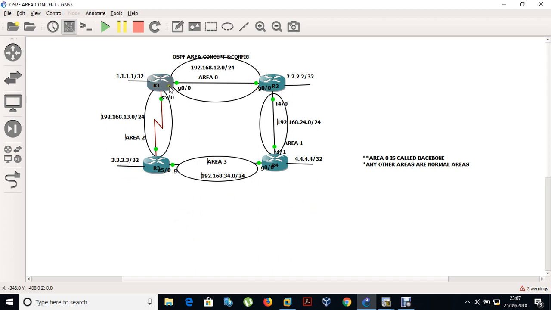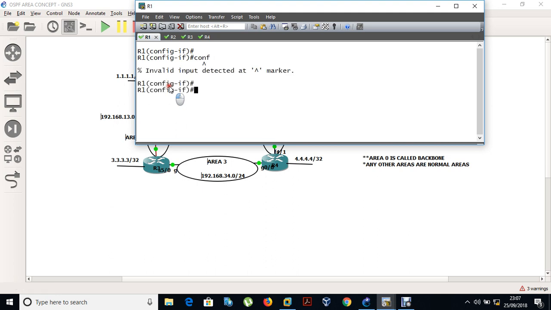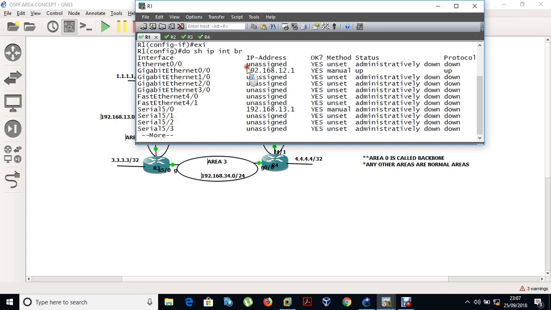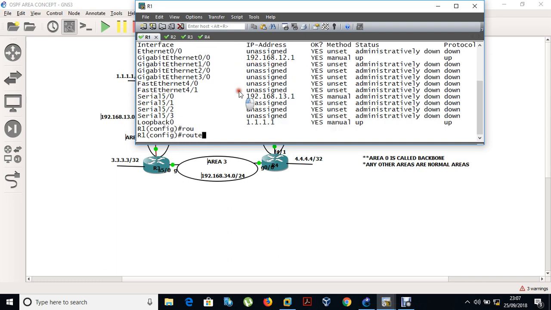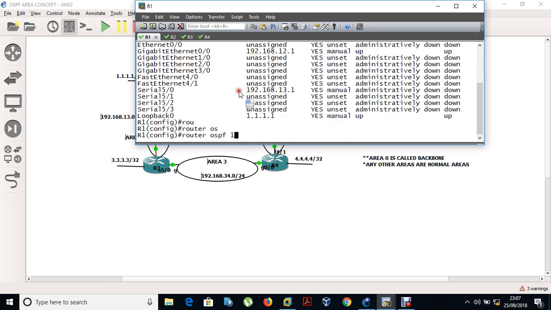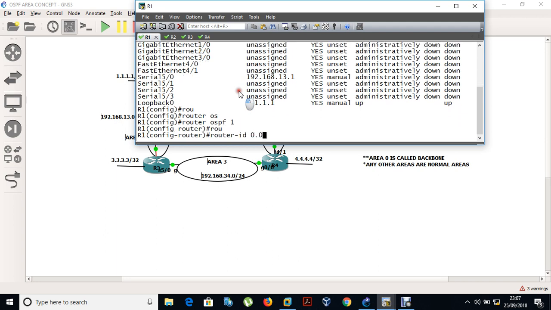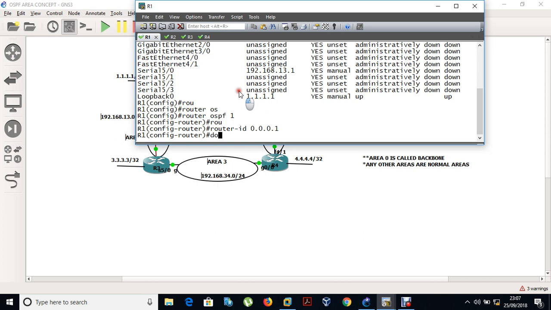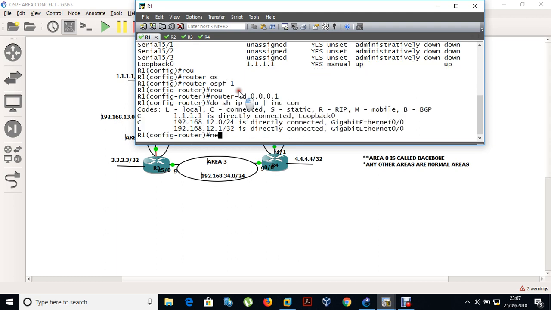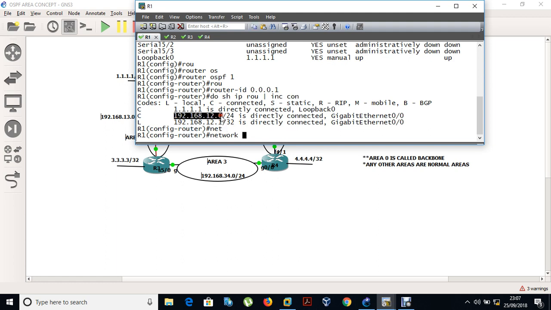Okay, so let us start configuring on this guy. We have the interfaces already configured, with the interface IP addresses, just to make the job easier. So router ospf 1, router-id 0.0.0.1, and then I will just show ip route | include connected, because I want to see how many networks I want to advertise. I'm advertising this guy, with wildcard 0.0.0.255.